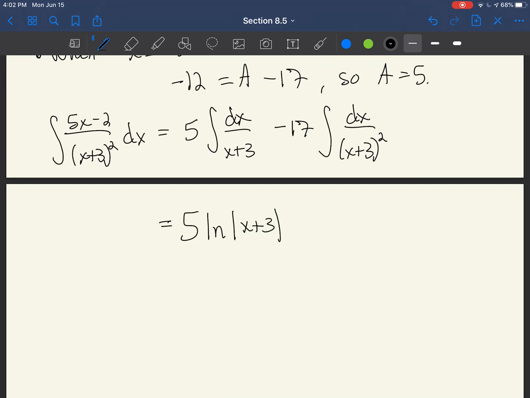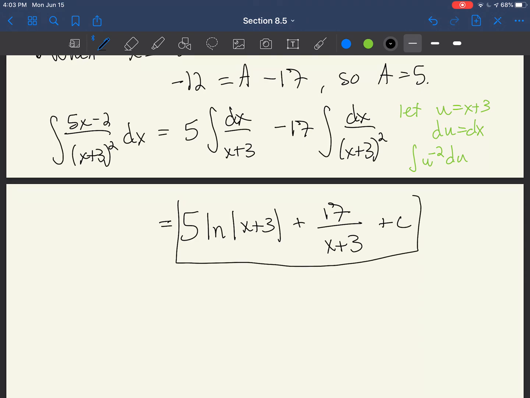First one is just 5 natural log absolute value of x plus 3. The second one, you would let u equal x plus 3, so du would equal dx. And then you'd have the integral of u to the -2nd du. Integrating that, you get a negative sign popping out of it, so plus 17. And then you'd have u to the -1st, which is just 17 over x plus 3.